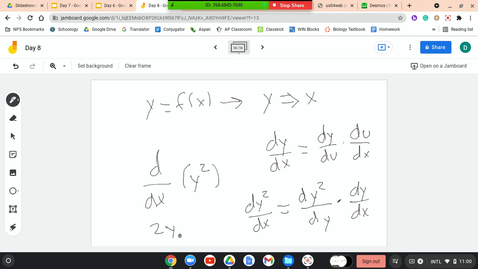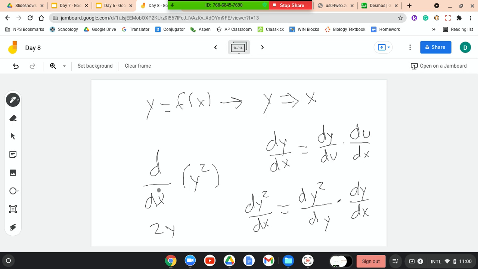2y? Exactly. So if I took the derivative, it would just be the same rules, it's just a different letter, right? Exactly. So all implicit differentiation is the chain rule. That's all it is. It's just an application of the chain rule.